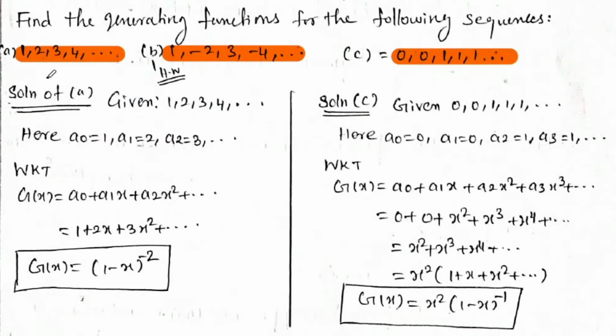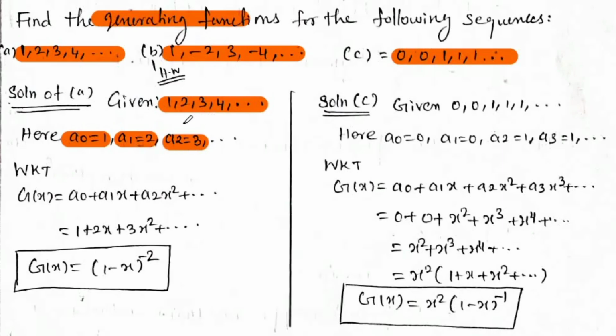In the first question, what is given? The given sequence is 1, 2, 3, 4, etc. So we consider a naught equal to 1, a1 equal to 2, a2 equal to 3. So how do we find a generating function? Using the given sequence, we have to find g of x. Once we get g of x, that is called the generating function for the given sequence.